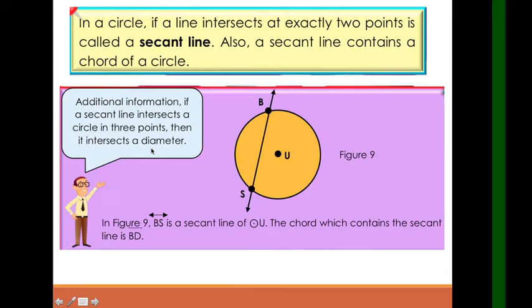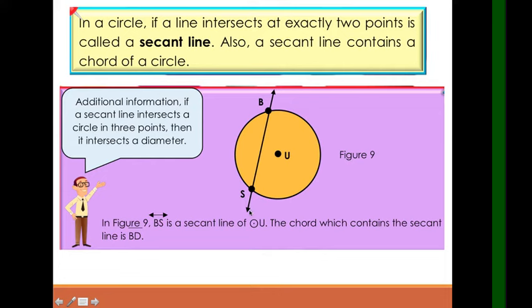In a circle, if a line intersects at exactly two points, it is a secant line. Magkaiba ang chord sa secant line, okay? Ang secant line is linya talaga siya. Unlike in chord, ang chord kasi segment siya. Ibig sabihin may endpoints. Ang secant line wala siyang endpoints. Okay? Kaya nga meron siyang dalawang arrow sa bandang dulo niya. Also, a secant line contains a chord of a circle. So, chord din siya. Ang tawag sa kanya ay chord BS.